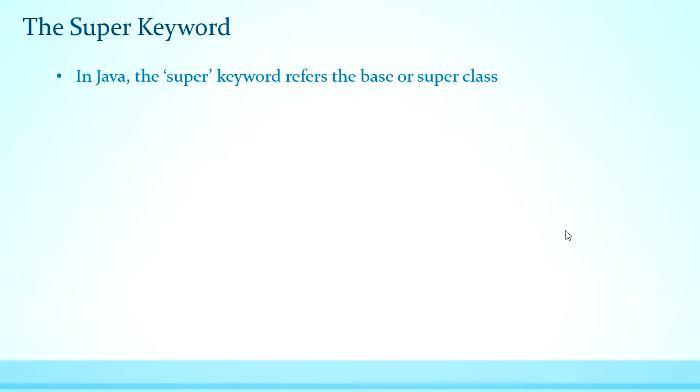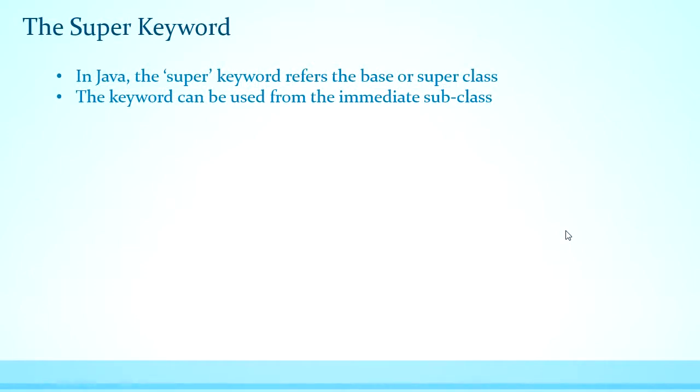In Java, this super keyword refers to the base or superclass. That means base or super is the same in Java. So when we have two classes, A and B, and class B is a subclass of class A, then in class B we can refer to class A with the super keyword. The keyword can be used from the immediate subclass only.